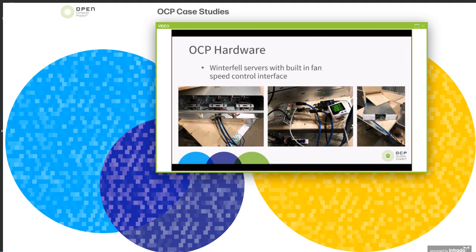The OCP hardware we used in this experiment were Winterfell servers, which have a built-in fan speed control interface. Now these servers usually are mounted in a rack and receive their power from a 12-volt bus bar at the back. So to be able to run one server standalone, we had to build some custom cabling shown on the picture on the left. The picture in the middle shows the external power supply used, as well as the DC power meter to monitor the 12-volt power. Here's the server ready to go in the wind tunnel, but in our experiment we actually had 3 servers and we took an average over the 3 servers for the analysis.